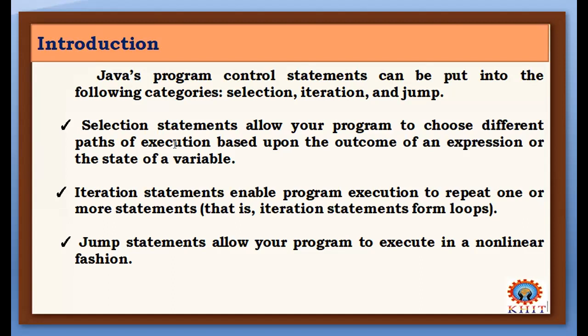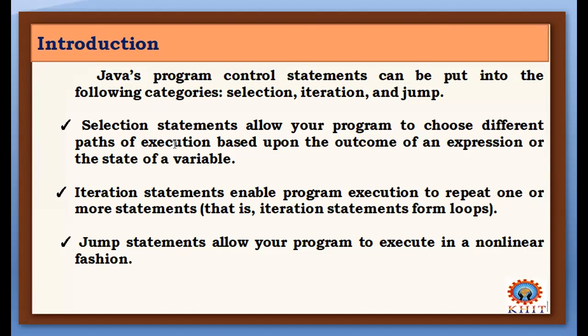Then iteration statements. Iteration statements are nothing but repeating one or more statements for a certain number of times. Those are called iteration statements. Iteration means repeating some sort of statement. So for that purpose, we use loops: for loop, while loop, and do while.